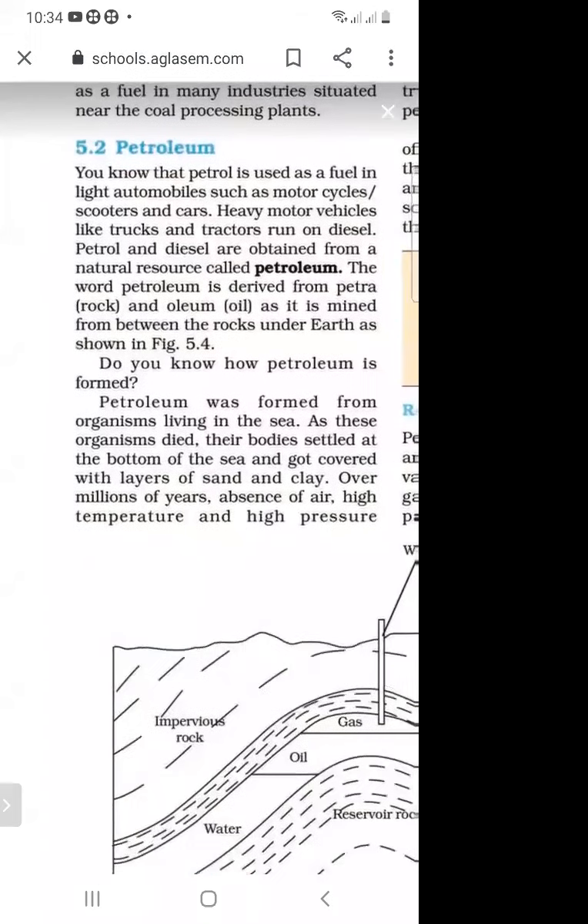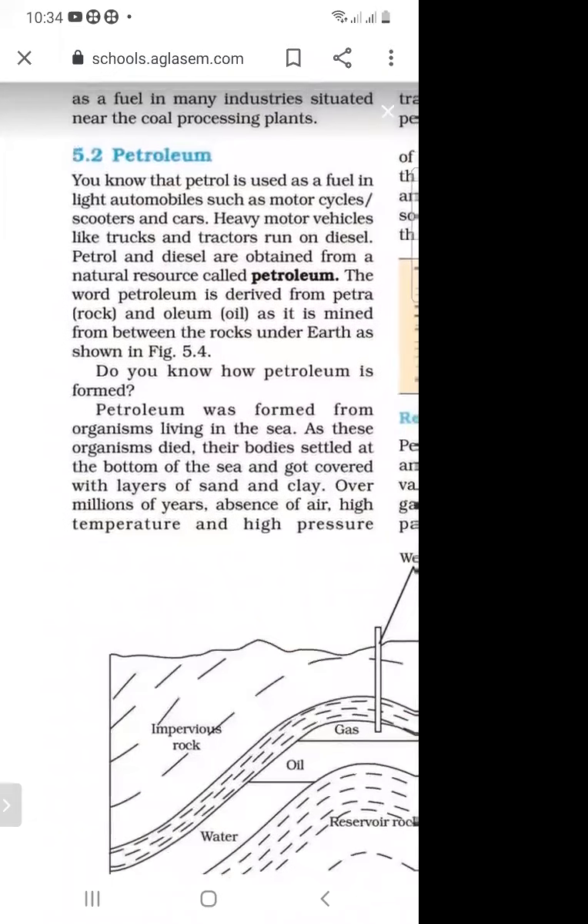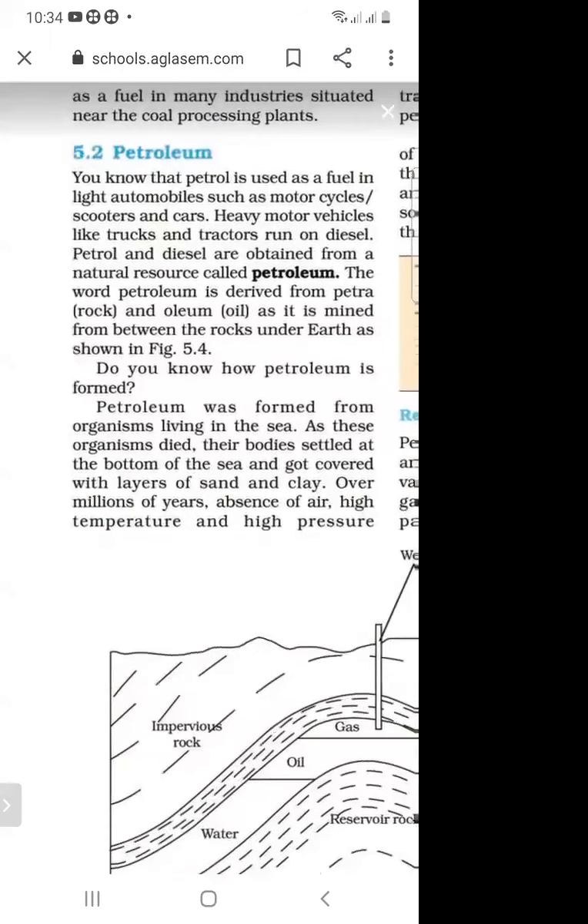The word petroleum is derived from petra plus oleum. Petra means rock and oleum means oil. So petroleum is a mixture of petra plus oil, as it is mined from the rocks under the earth, as shown in figure 5.4.